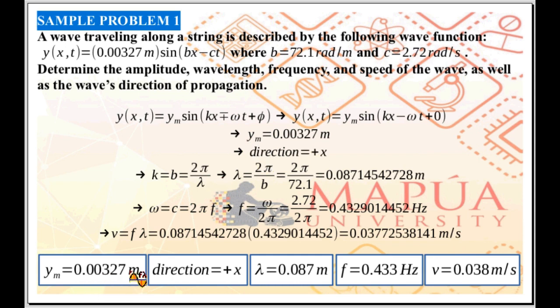So we are able to get the amplitude, 0.00327 meters, the direction of wave propagation towards the positive x direction, the wavelength, lambda, equal to 0.087 meters, then the frequency, 0.433 hertz, and finally the speed of the wave, 0.038 meters per second.